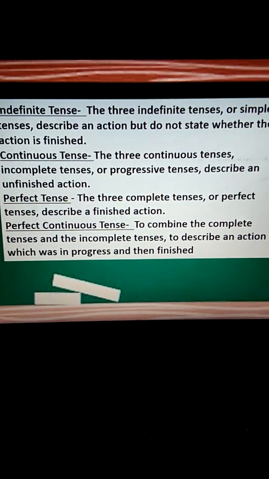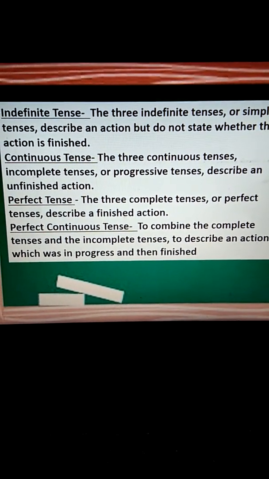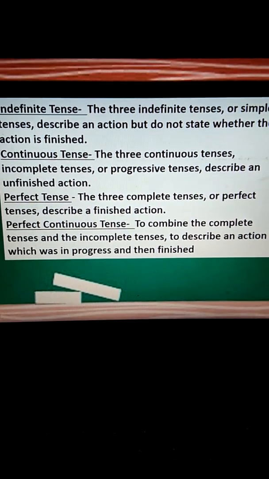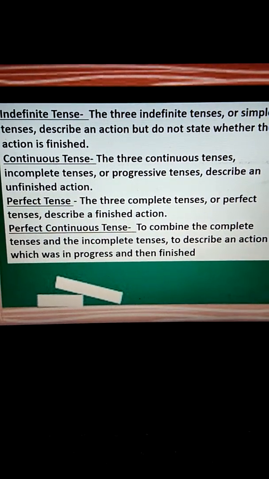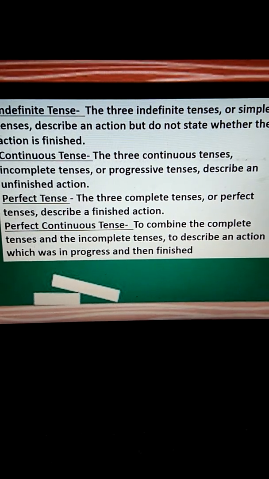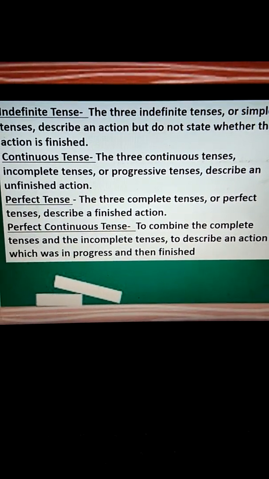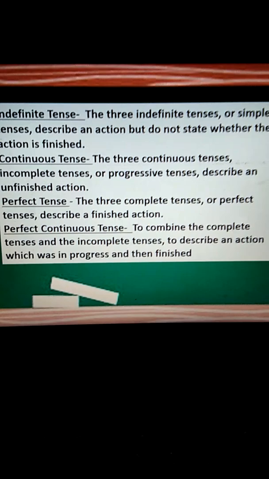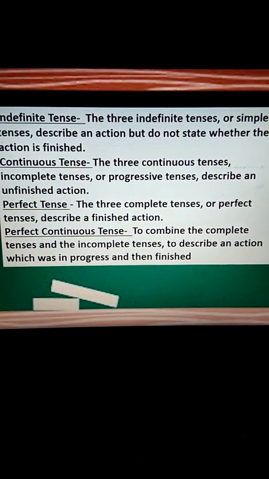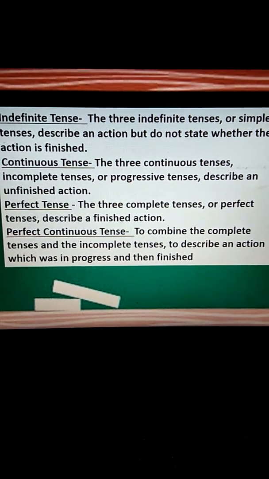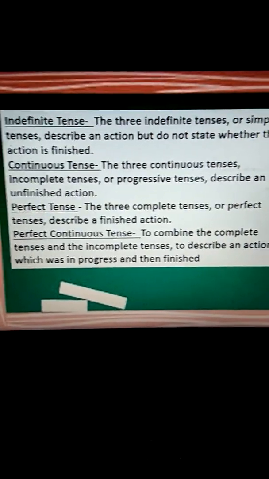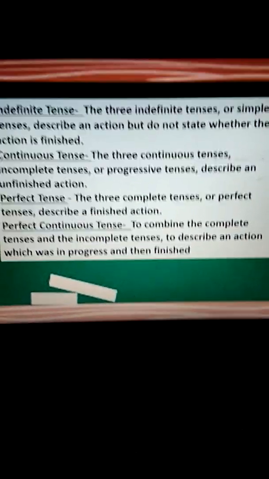Perfect tense describes a finished action. And perfect continuous tense combines the complete tenses and the incomplete tenses to describe an action which was in progress and then finished. So perfect continuous tense means something which had started in the past and had finished in the present. It was in progress and now it has finished. Clear?